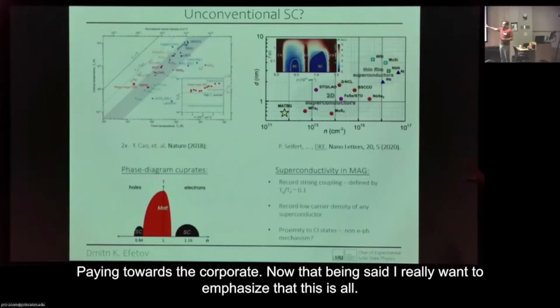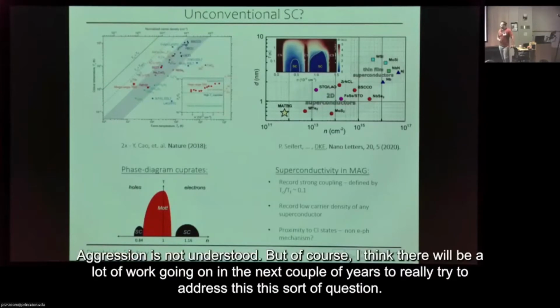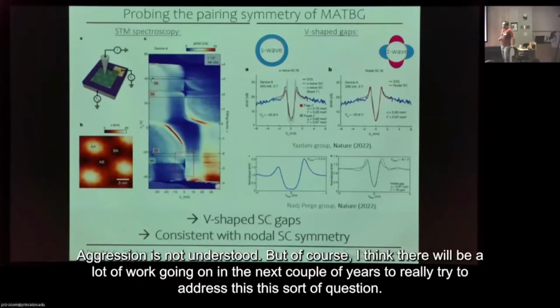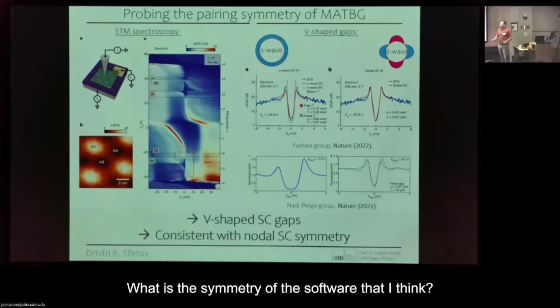Now that being said, I really want to emphasize that this is all hand-wavy arguments at this point. I think the mechanism of superconductivity in twisted bilayer graphene is still not understood. Of course, I think there will be a lot of work going on in the next couple of years to really try to address this question. One thing I want to mention is that there has already been some progress in addressing these questions. For example, one of the questions is what is the symmetry of the superconducting state?